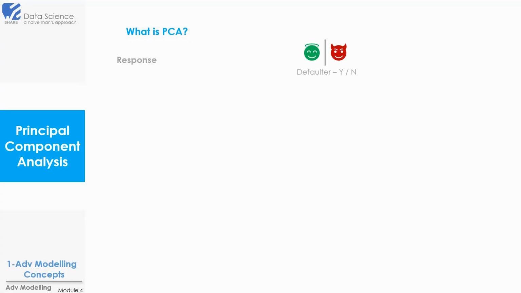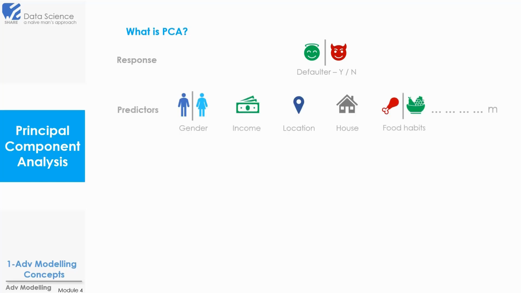Now let's say we are working on a model to classify our customers for loans. So our response variable shall have two categories, defaulters and non-defaulters. Now let's say we have predictors as gender, income, location, whether the customer has a house or not, their food habits, and so on up to m variables.